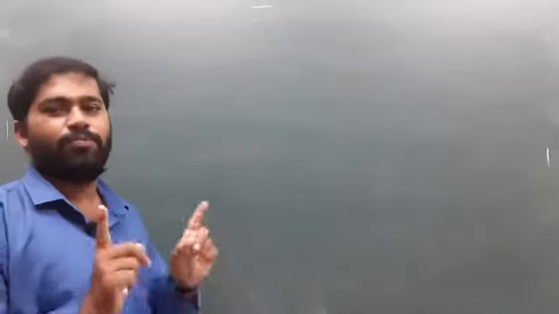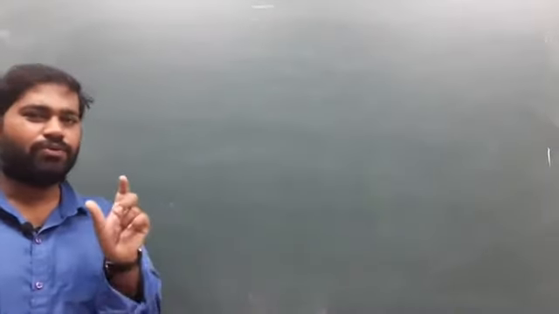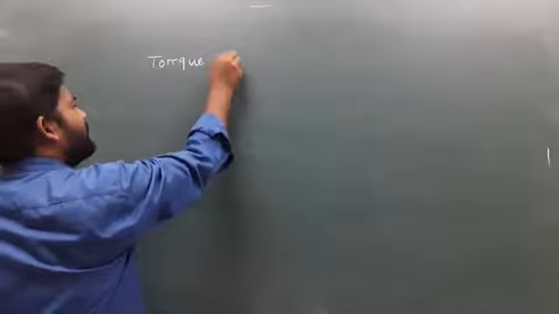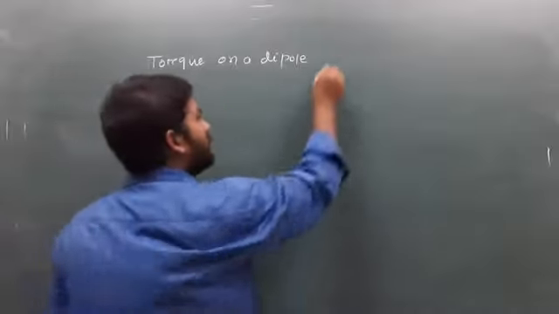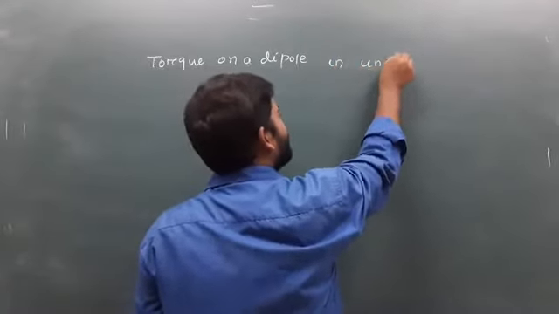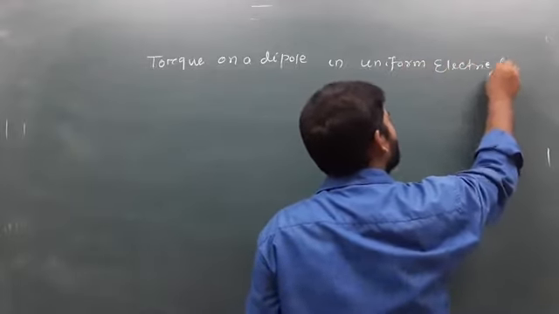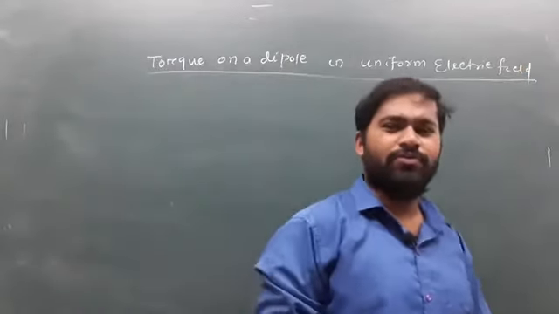And a dipole, as we discussed, consists of two equal and opposite charges separated by some distance, and we take that distance as 2a. So, let us measure what is the torque on a dipole in a uniform electric field.